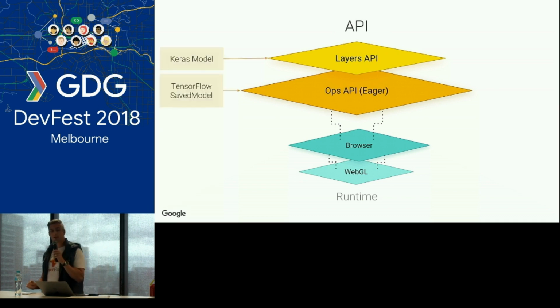If you already have models, or you're looking to export or move models around: the ops API is also API compatible with the Python core API in TensorFlow. If you're saving a model there, you'll save it into the SavedModel format, and that can be loaded up into the JavaScript API. If you're working in Keras, you can export in Keras's H5 format and load it up in the layers API.